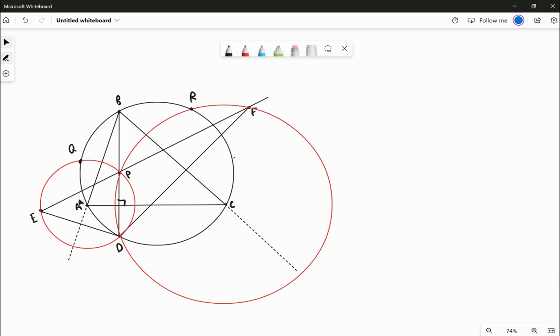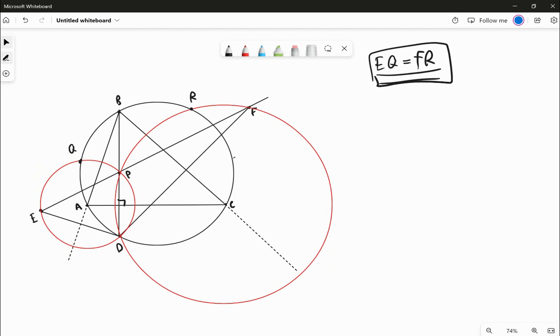And then you have points E and F, which are the reflections of D across AB and BC. So these are the reflections. And this intersects line BD at point P. And now we draw the circumcircles of EPD and FPD, and they intersect the circumcircle again at Q and R here. And our goal is to prove that EQ is equal to FR. That's what we want to prove.